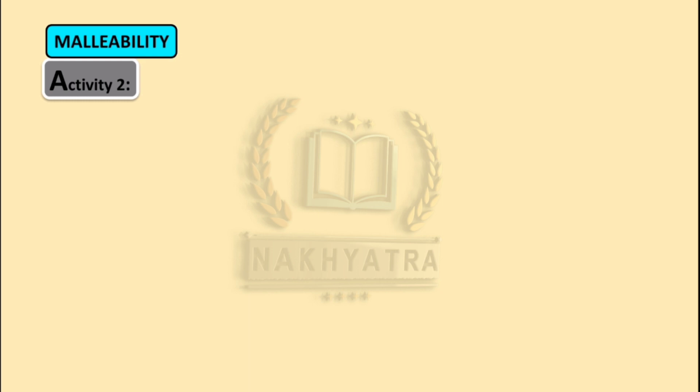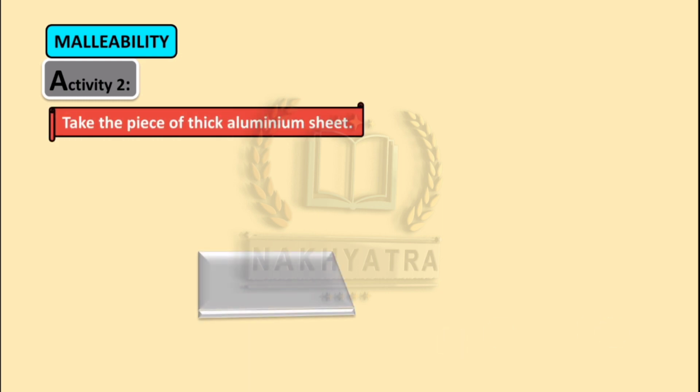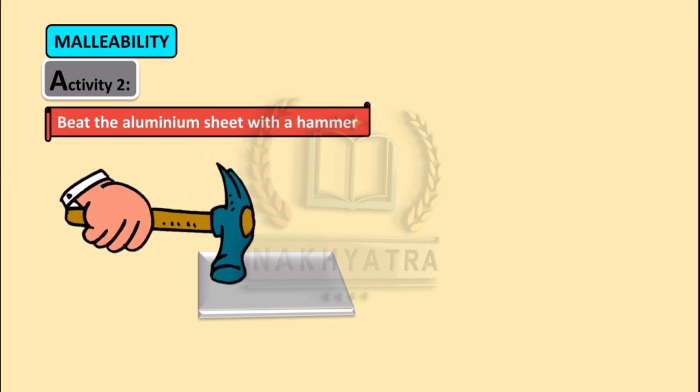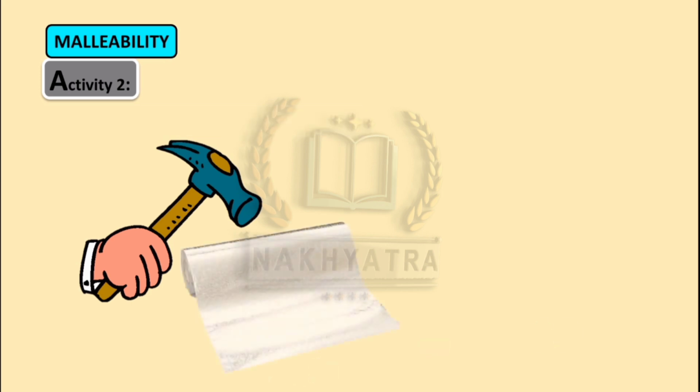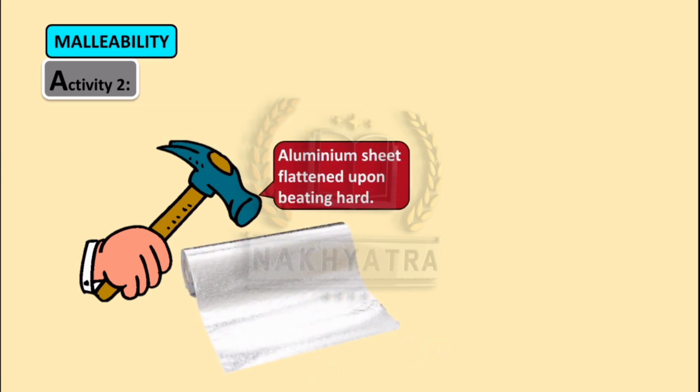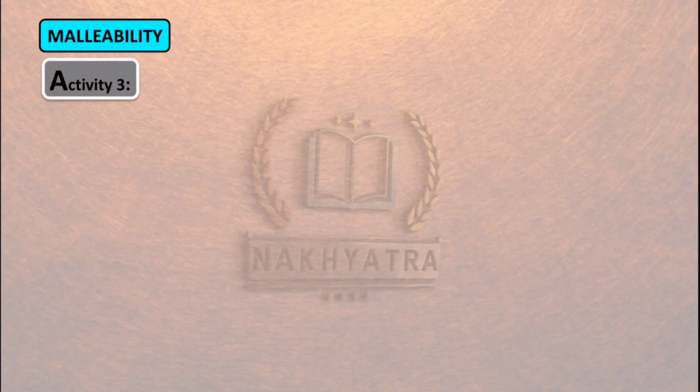Clear everyone? Now let us see activity 2. Take a piece of thick aluminium sheet and beat it with a hammer. After beating hard, you can see that this aluminium sheet has been flattened. Thus we can say that metals are malleable, because aluminium is a metal.